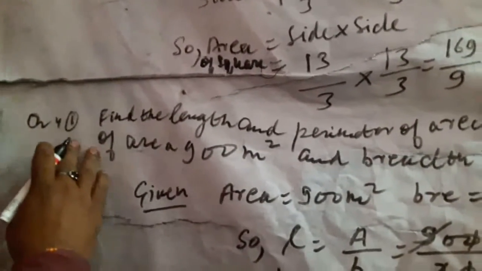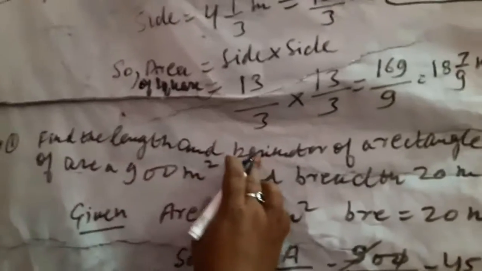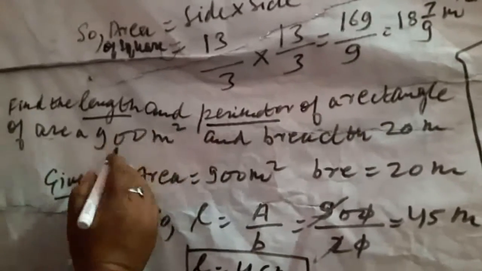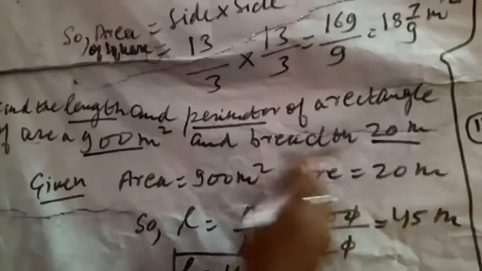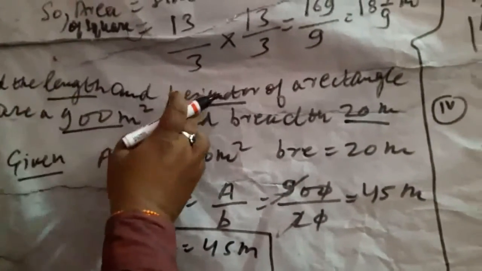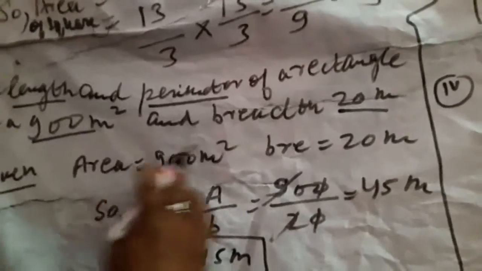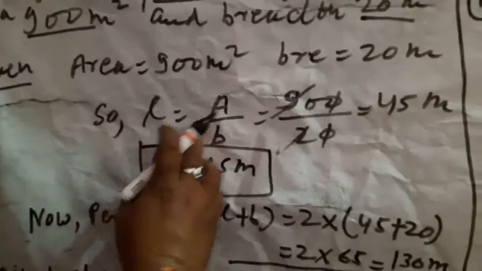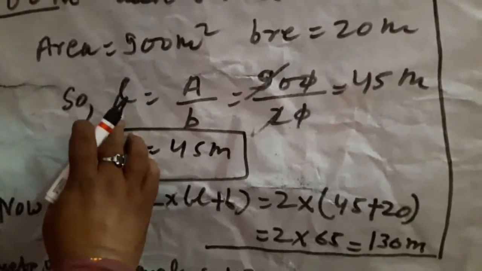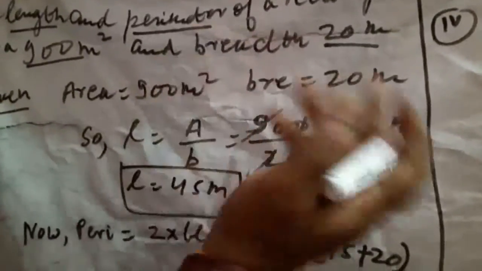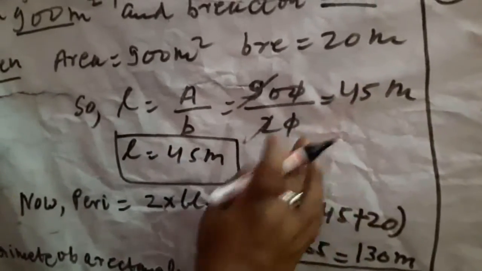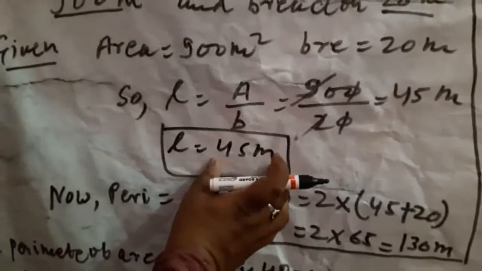Now come to question number 4, first part. Find the length and perimeter of a rectangle if the area of the rectangle is this and breadth this. What is given? Area and breadth. And you have to find length and perimeter. So first of all you find length with the help of area and breadth. Length is equal to area upon B. This is the formula to find L when you have area and breadth. So L is equal to A upon B, is equal to 900 upon 20, is equal to 45 meter. This is your length. Length is equal to 45 meter.